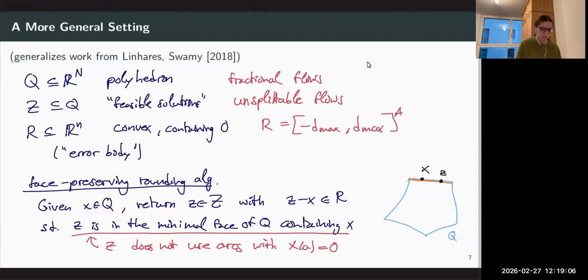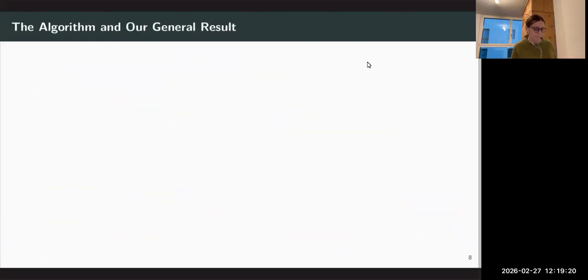So we have this polyhedron, we have the set Z, we have this error body, and what we are assuming to be given is this face-preserving rounding algorithm. That's what we are given as an oracle. And now, let me explain what we will now do. Our result is basically a very simple algorithm consisting of just 2 steps. But then I will prove to you that this algorithm will actually do what we want.